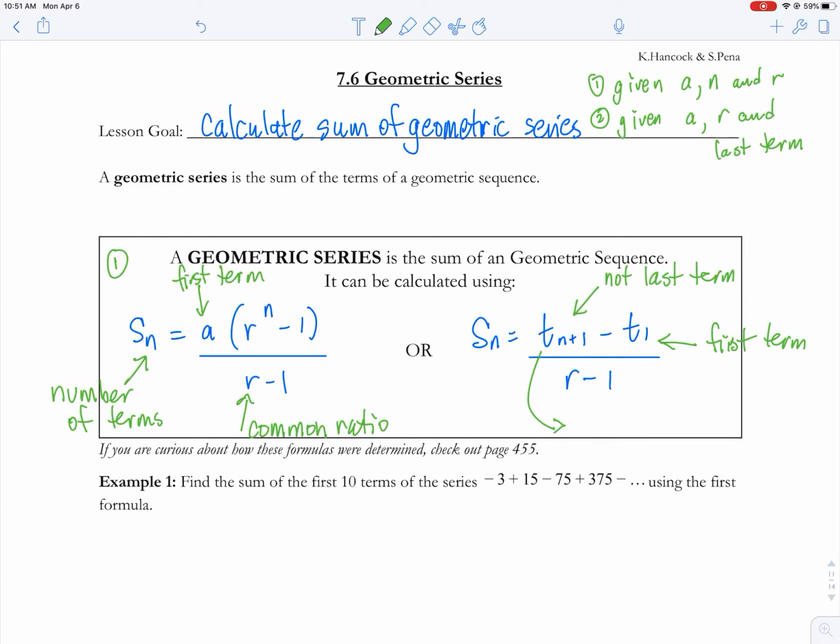And we're going to go down here. Tn plus 1 equals Tn times r. It's one more step after our last term. So depending on what they give us, we might use the first equation or we might use the second equation. If you're curious about how these formulas were determined, check out page 455 for all the gory details.